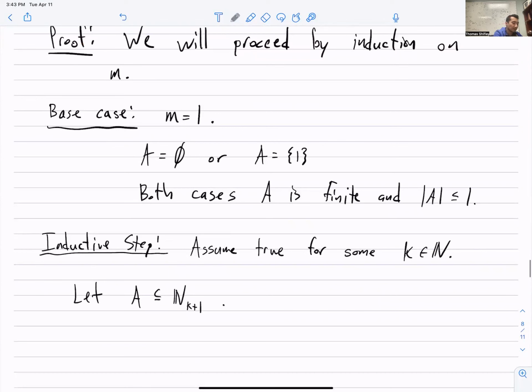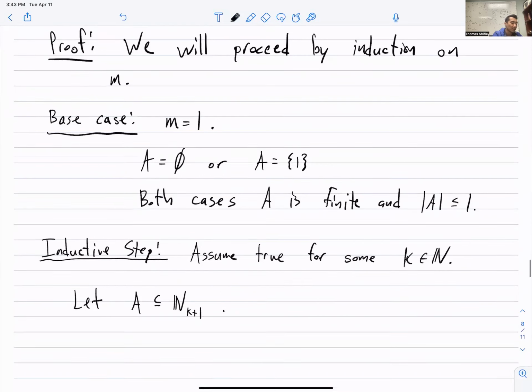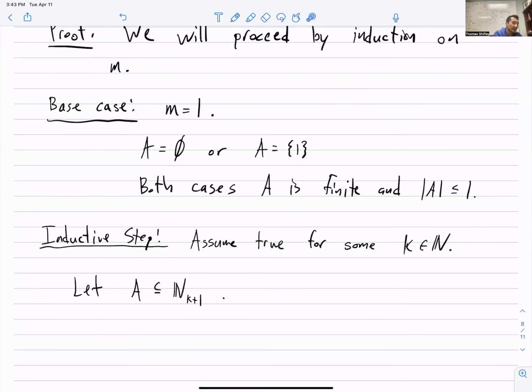But what can we do? Well, we can consider A and subtract an element from it, right? There's some element in there. And so just remove one of them. And then now we have a set that has K elements in it. That's a subset of K plus 1. And so we're going to remove K plus 1. Basically the idea is if you remove K plus 1 from that set, then A is now in N sub K, and we can use the inductive hypothesis on it.